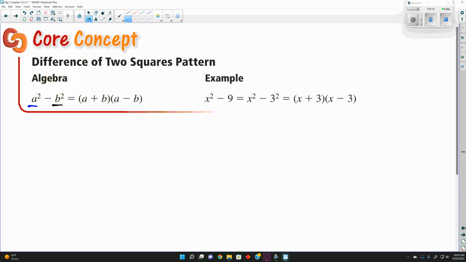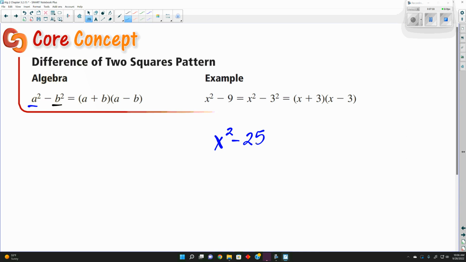So if we looked at, say, the example here, x squared minus 9, well, what term's being squared for x squared? Well, x. What times itself is 9? 3. So we're saying that this here factors to x plus 3 times x minus 3. Because we had one of these yesterday. We looked at x squared minus 25, yes?